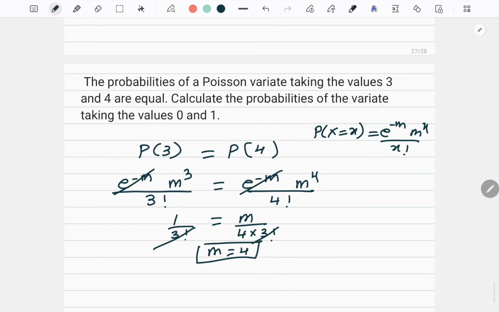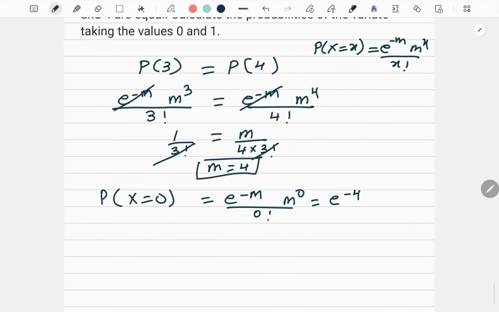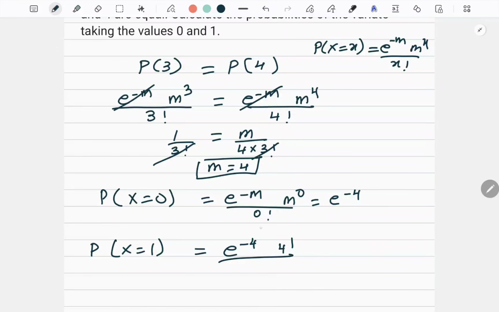Now what they are asking? Find the probabilities for 0 and 1. So what is probability for x is equal to 0? e to the power minus m, m to the power 0 upon 0 factorial. So e to the power minus 4, 4 to the power 0 is 1, 0 factorial is 1. So answer is e to the power minus 4. Correct? Same way, probability for x is equal to 1 is e to the power minus 4, then 4 to the power 1 upon 1 factorial. So answer is 4 e to the power minus 4. You have a calculator, you can evaluate this value and you'll get the answer.